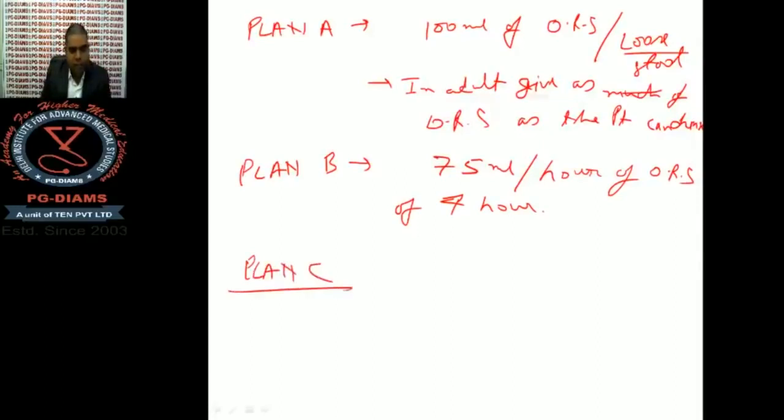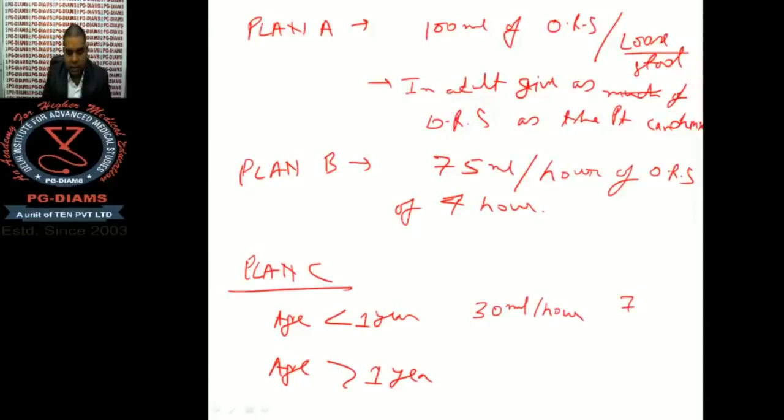In plan C you have two age groups. One is age less than 1 year. One is age more than 1 year. In both of these age groups, first you will give 30 ml and then 70 ml. The amounts are the same, 30 ml and 70 ml.